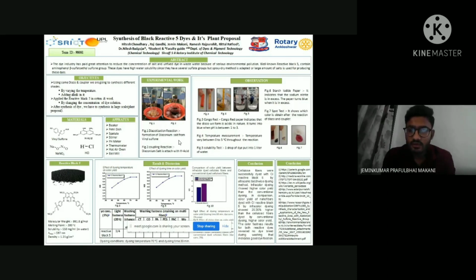In figure 5, solubility test. In that, 1 drop of dye is put into 1 liter of water. In figure 6, starch iodide paper. It indicates whether the sodium nitrite is in excess or not. The paper turns blue when it is in excess. After that, figure 7, spot test. It shows which color is obtained after the reaction of diazo and coupler.